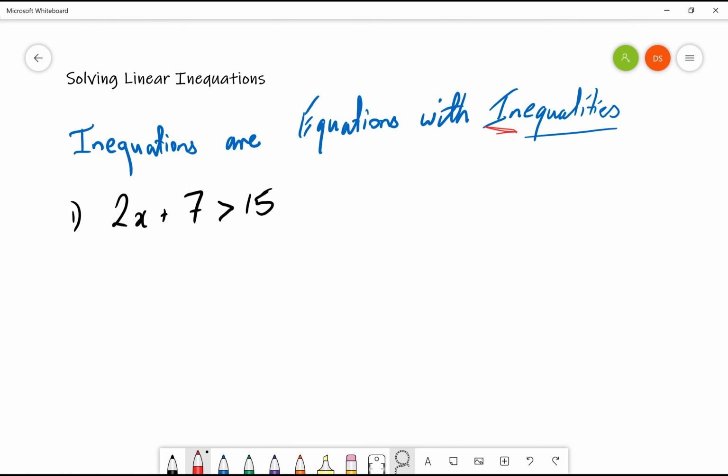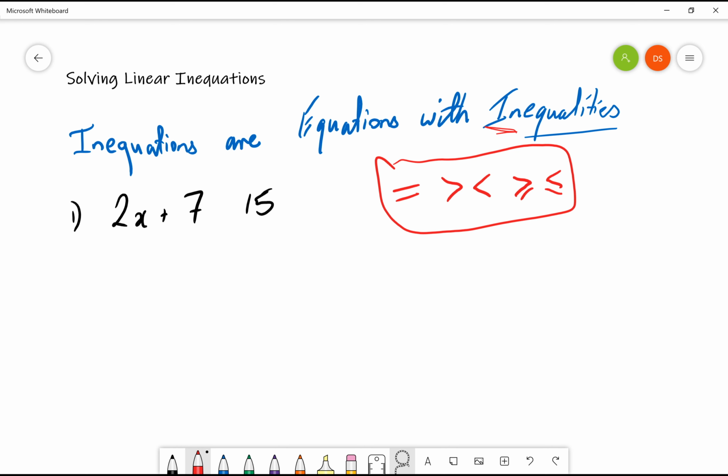And in fact, this is not the only symbol I could use. I could use a less than sign, a greater than sign. In fact, there's a whole range of signs I could use. I could use equals, which we know, greater than, less than, greater than or equal to, or less than or equal to. All of these signs can be used in these equations.